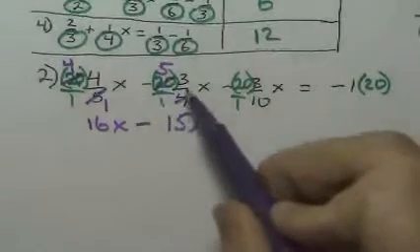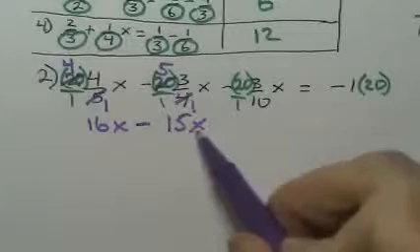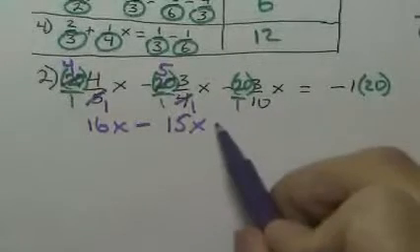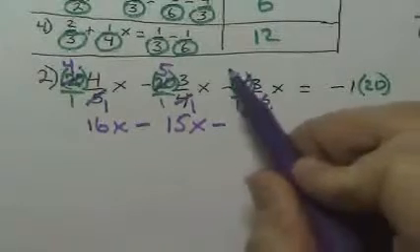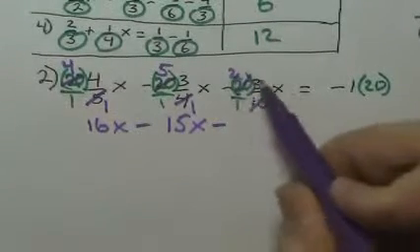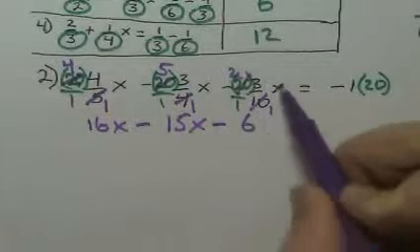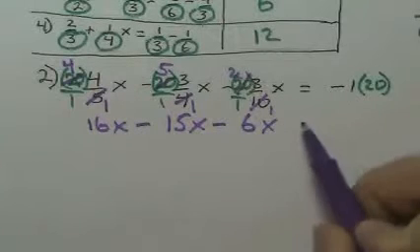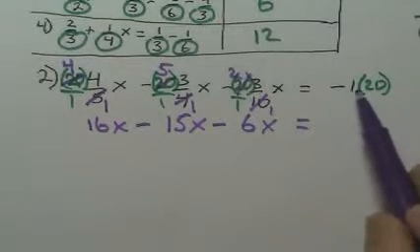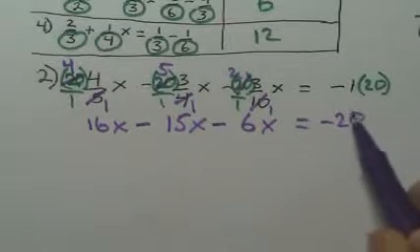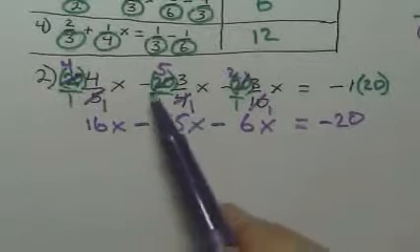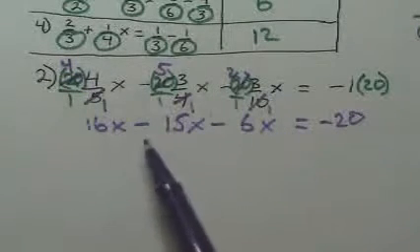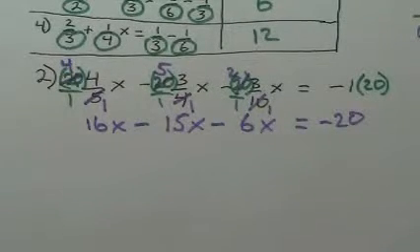See, now we have no more fraction. 3/4 is gone. It's just 15x. There's a minus there. 10 goes into 20 twice. 2 times 3 is 6. So now this is a 6x. And negative 1 times 20 is just negative 20. Okay, so now we have no denominators anymore. No fractions. All the fractions are gone. It's like a fraction buster.